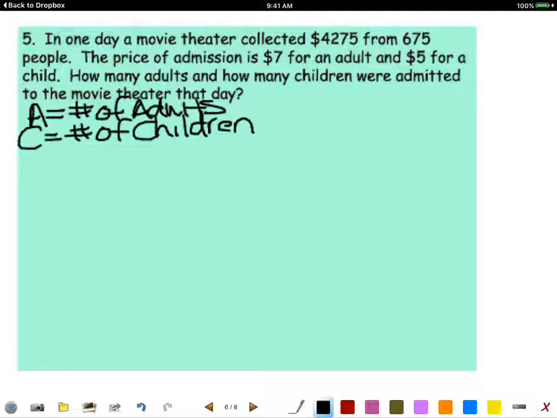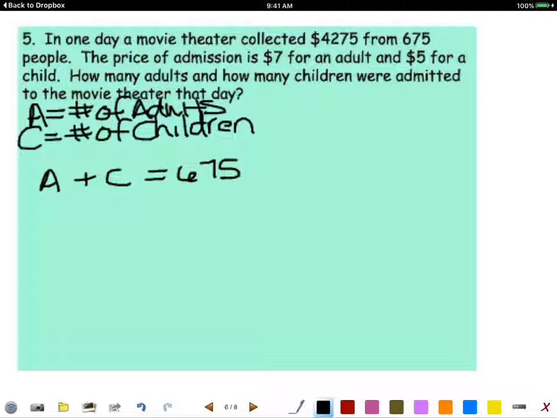How could we write an equation just from that? A plus C equals 675. Is that what you're going to say, Abby? Okay, good job. A plus C equals 675. The adults plus the children is equal to 675. That makes sense, right? Now let's talk money in the second equation.